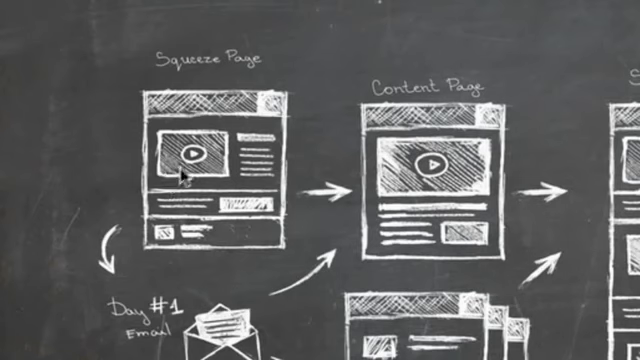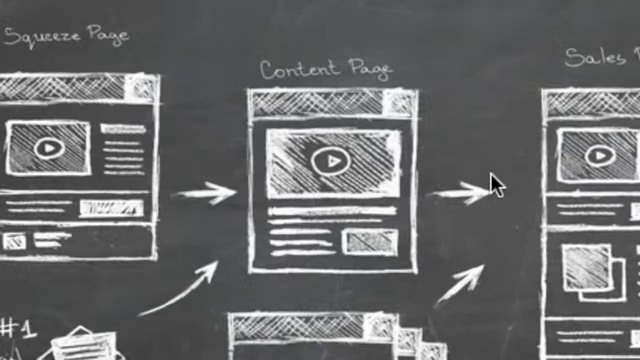So that's the squeeze page. It's basically an opt-in form, so they can type in their name and email address to get the free thing that you're giving away. So the next part of the funnel is the content page. Now, this is where you deliver the free thing. So if it's a PDF or a video, you deliver that on the content page, and you don't ask them for the sale yet. You just deliver the content.